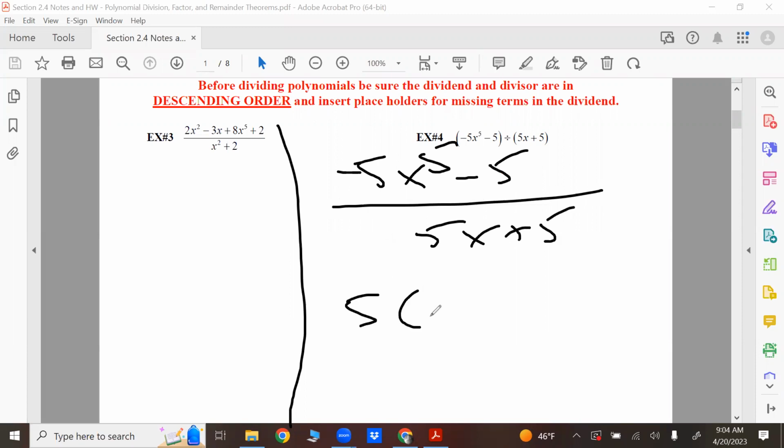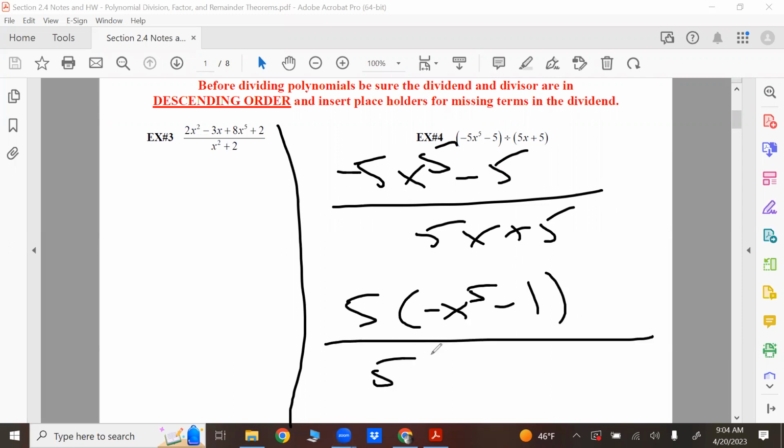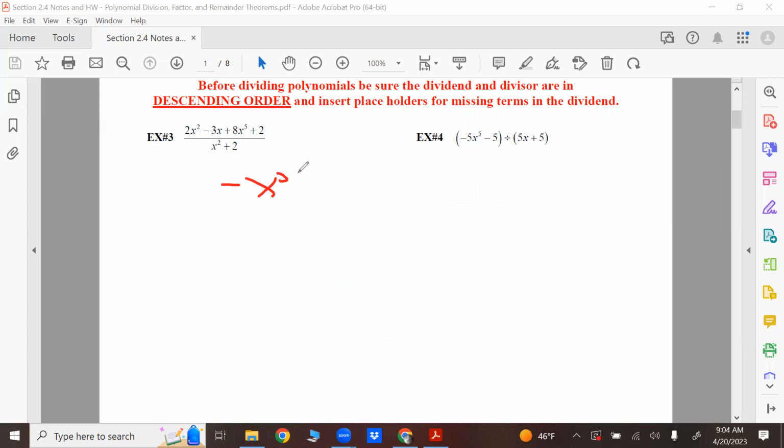We'll factor out 5, so it looks like this: negative x^5 minus 5, sorry, minus 1, right? And down below, you do this, right? What happens to the 5s? They cancel out. So really, what you have left is negative x^5 minus 1 over x plus 1. We agree? Okay. Instead of doing long division, we're going to do something called synthetic division.